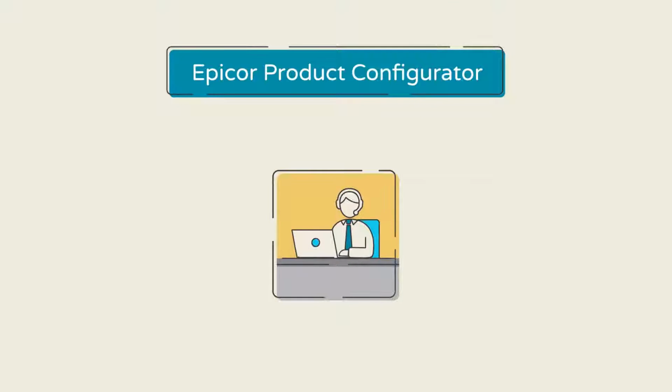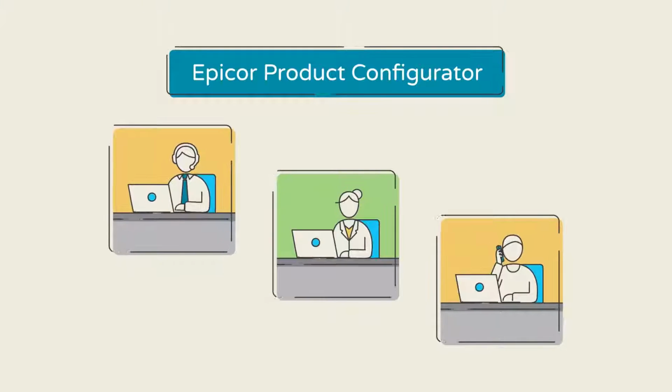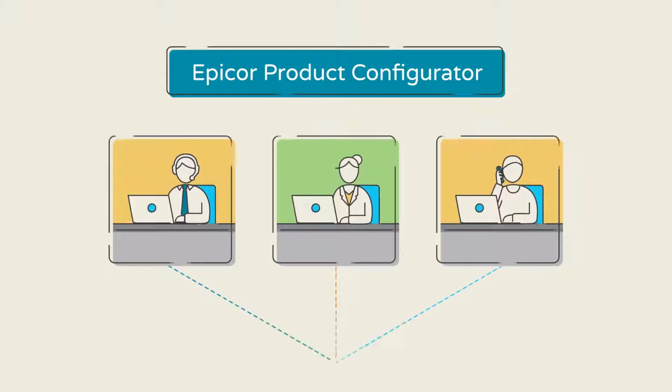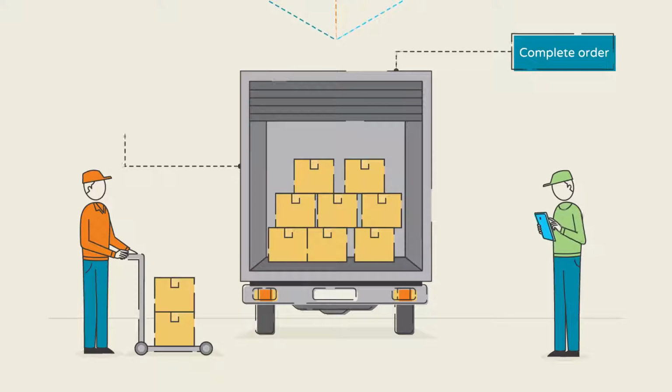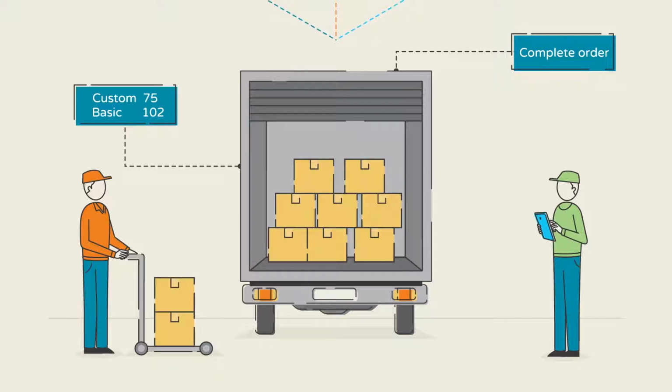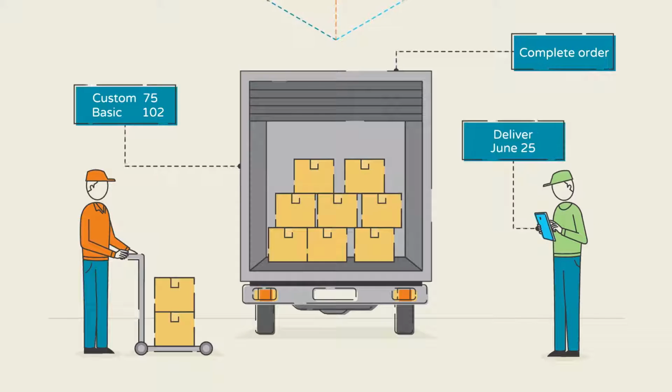Finally, the Epicor Product Configurator fosters collaboration and transparency between all levels and departments in your business. With everyone on the same page, you'll be able to complete orders faster, fulfill clients' wishes more efficiently, and give potential and current customers the most accurate production and delivery time estimates.